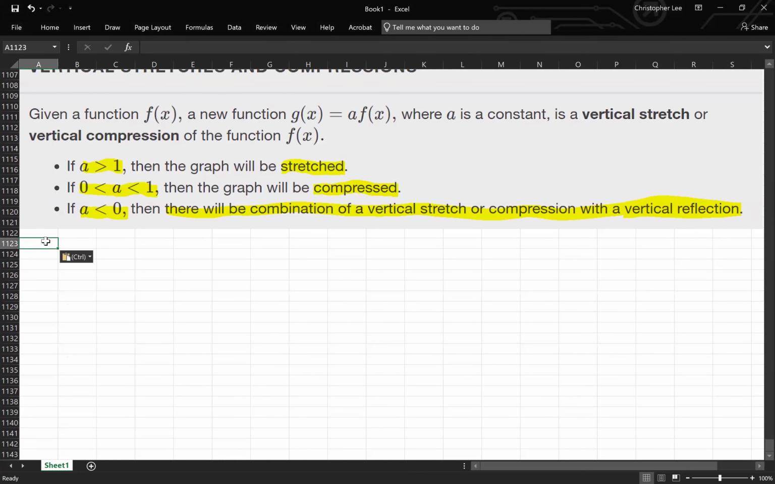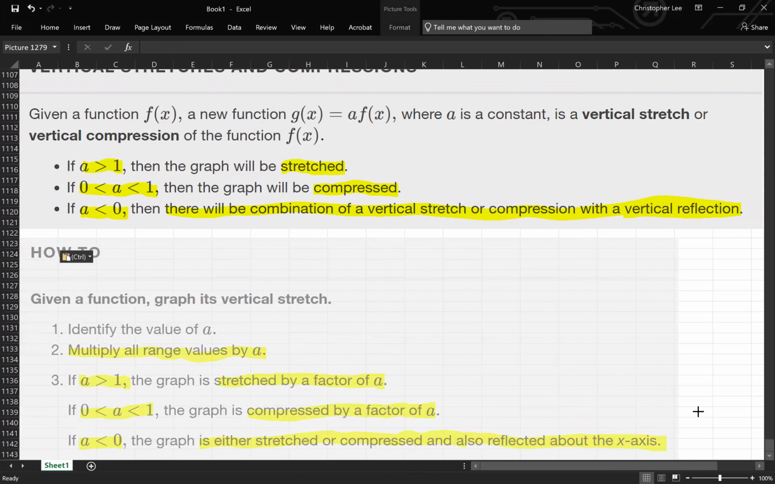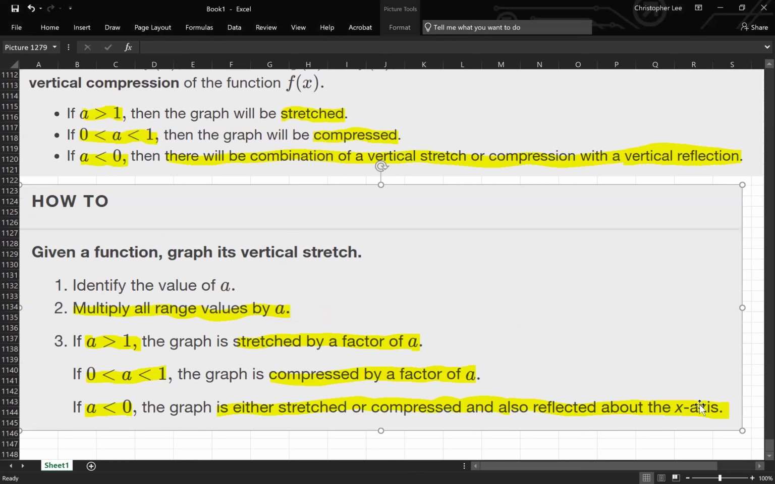So real quick, let me give y'all a little bit of tea. Given a function, if you want to graph its vertical stretch, here's how you do it. Step one, identify the value of a. Multiply all the ranges by the value of a. Range is another word for the y values.